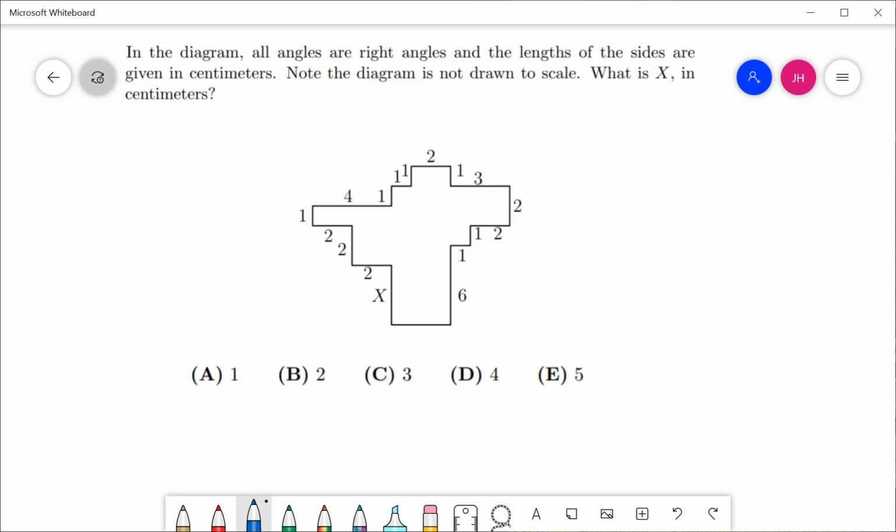This problem is a geometry problem. At first sight, it may look quite frightening. If we look at this diagram carefully, we can see that we have the length for almost all the line segments except this part.